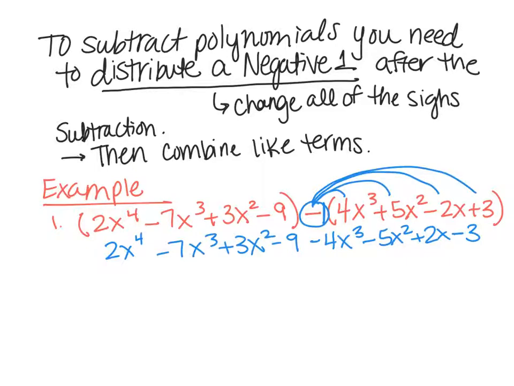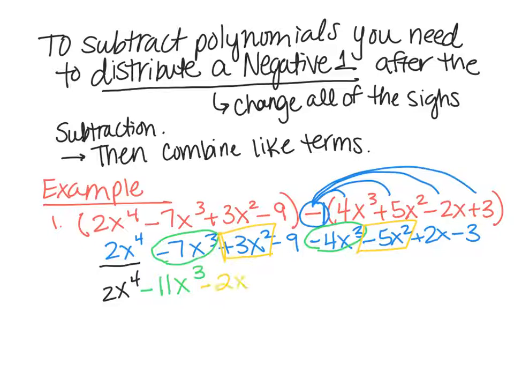So the first thing that I see is a 2x to the 4th. There's nothing alike, so I'm just going to leave that alone. Then I come across, I've got a negative 7x cubed. And I see I've got a negative 4x cubed, which is going to leave me with negative 11x cubed. The next thing that I see is a 3x squared, which can be combined with my negative 5x squared, which will leave me with negative 2x squared.